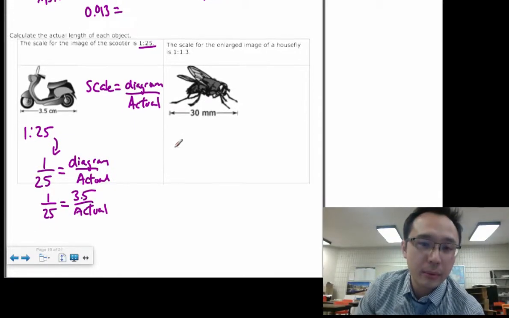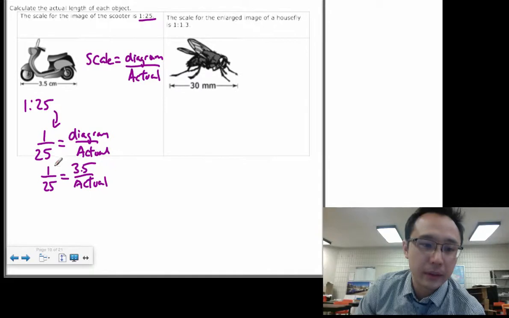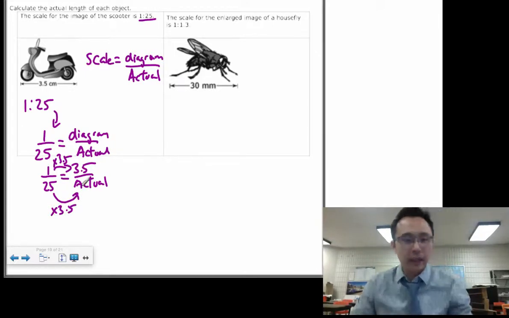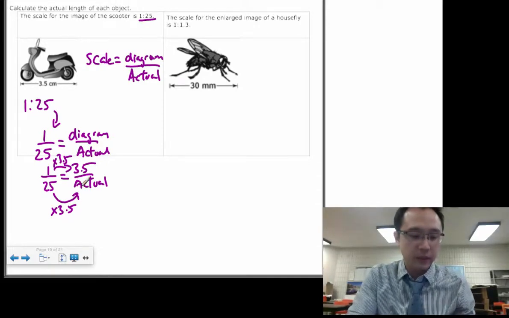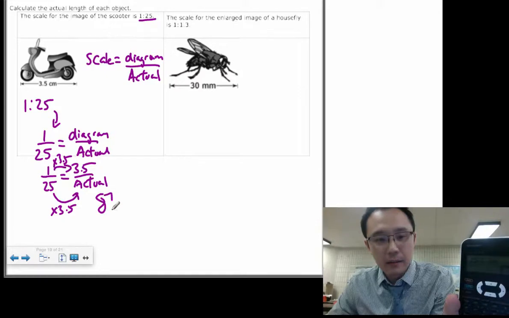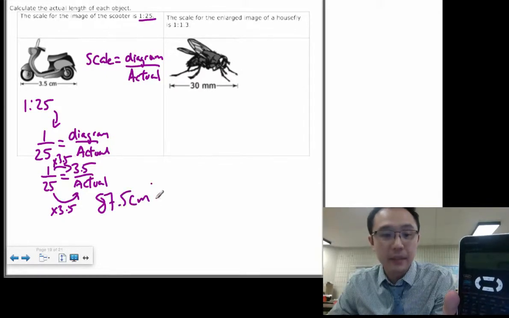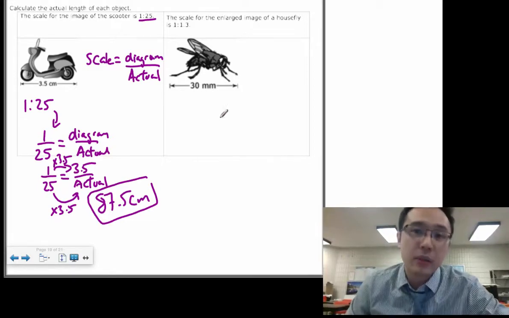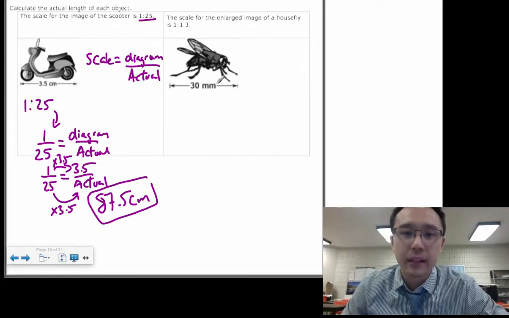If we use our proportional method, we can figure this out. 1 times what goes into 3.5? Well, 1 times 3.5. So I'm going to do the same to the bottom, 25 times 3.5. And the answer is 87.5. So that's 87.5 centimeters is the actual length. And you can always use cross multiplication. That's totally fine as well.